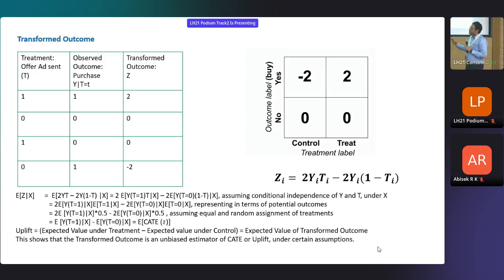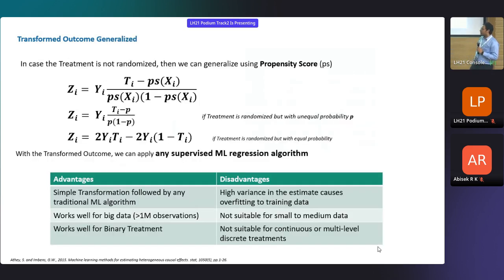So essentially we are finding an unbiased estimator of the Kate through this transform variable, of course under certain appropriate assumptions. For example, we are assuming that the treatment is randomly applied, as well as there's an equal proportion of treatment and control. Now that may not always hold true. So if it doesn't, then how can we generalize this?